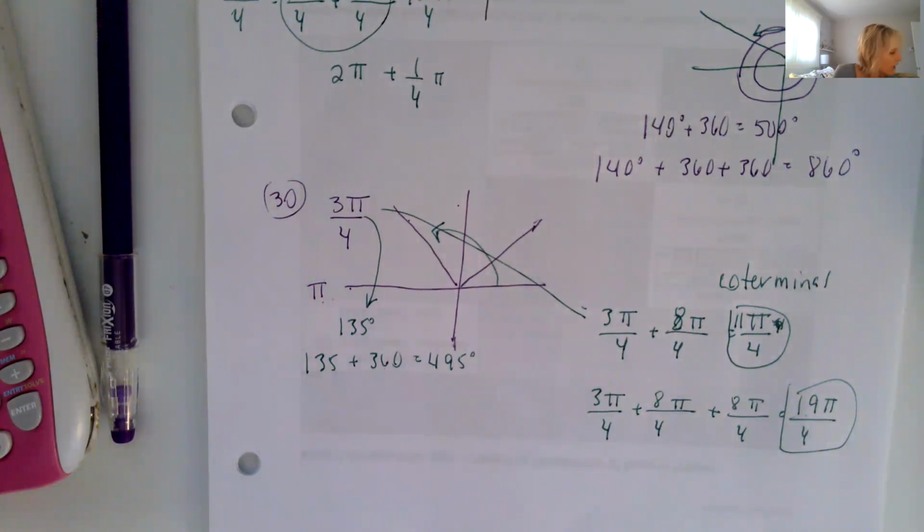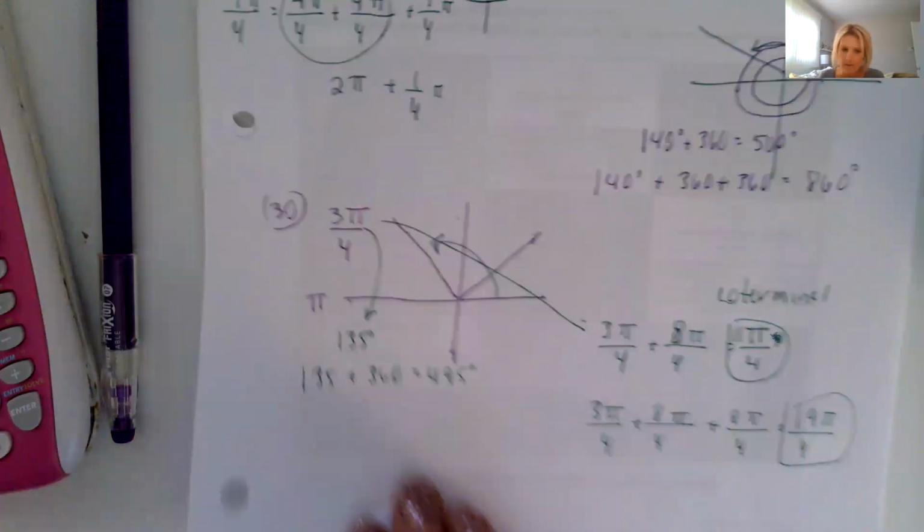So let's look at number 35. That gives us one where we're looking at a positive and a negative coterminal angle.